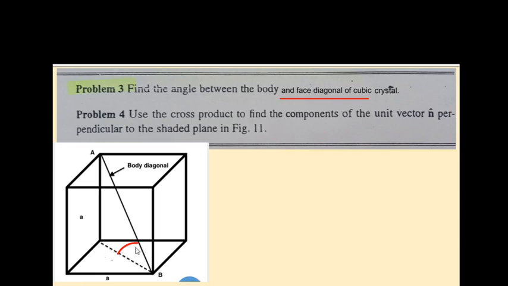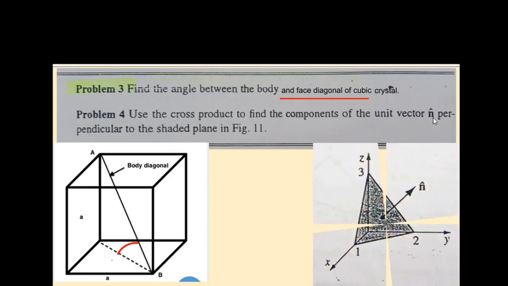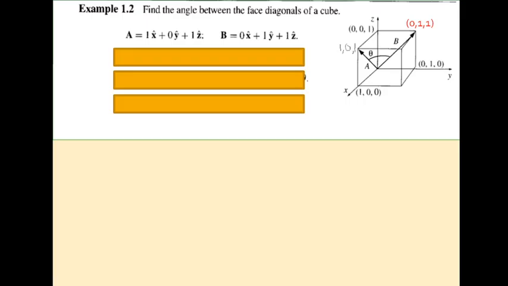Okay, and the second problem is problem number 4, where they are finding the unit vector n, and as per figure 11, the unit vector n is coming out of one of the faces of a triangle, with intercepts 1, 2 and 3 on the x, y and z axes respectively. So let us take problem 3, but before starting it, let us revisit problem number 1.2, where they were asking about the angle between vector a and vector b.